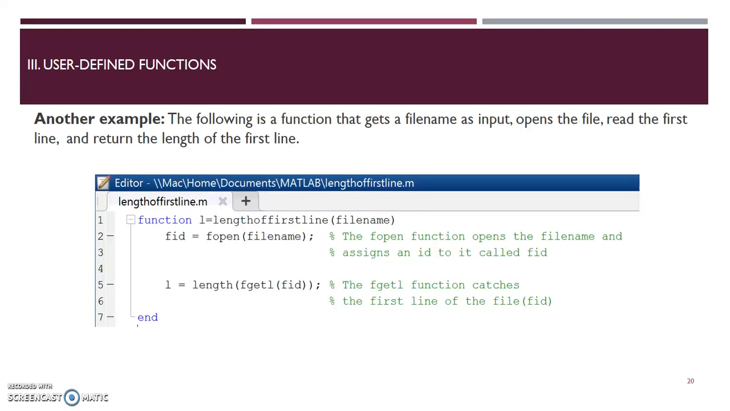Let's look at another example here. In this example, we learn how to open a file and read its content. For this purpose, I use the built-in function fopen. This function receives the name of the input file, opens the file for reading, and assigns an ID to that file.